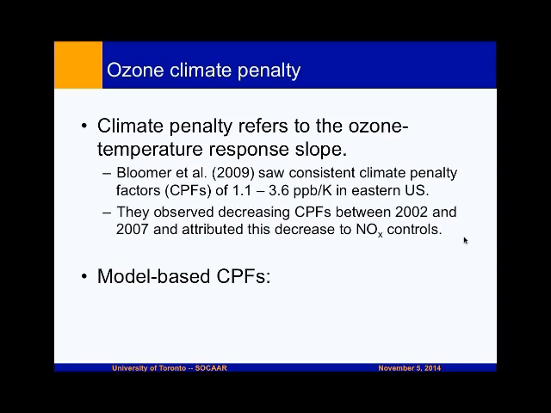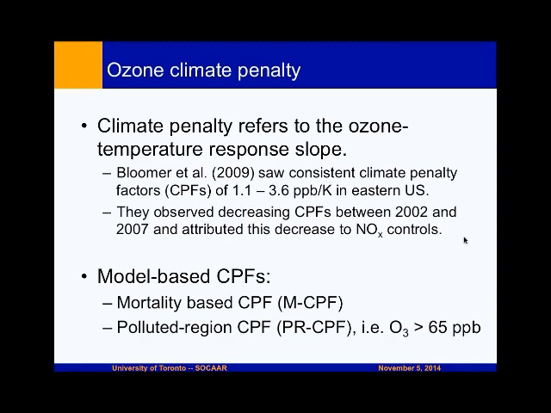So we are going to look at model-based CPFs, because remember that climate penalty is the slope of ozone with respect to temperature, and a slope is a derivative. So we are going to look at adjoint-based climate penalty factors for 2 different types of cost function, one of them being mortality, so how mortality from ozone changes if temperature increases. And the other one is the average ozone in polluted regions.